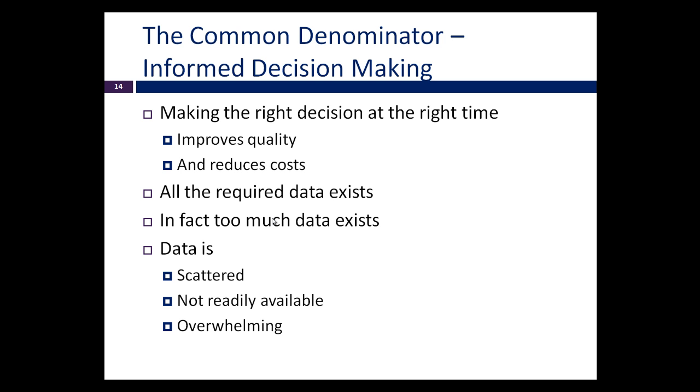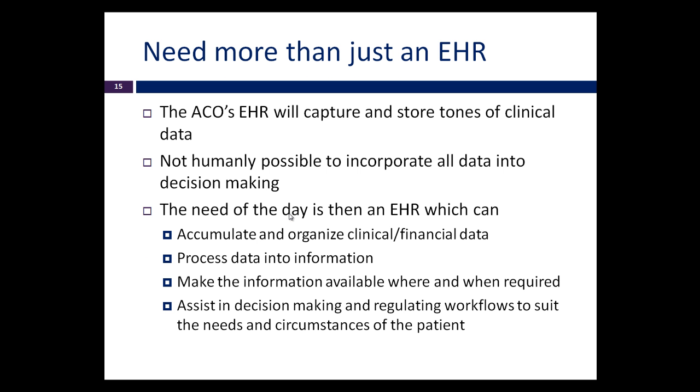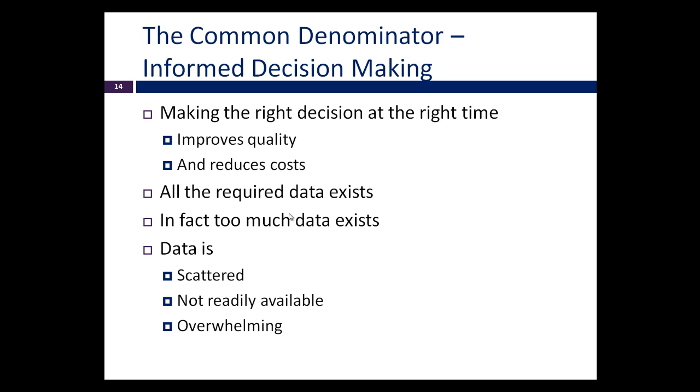Now, in order to make the right decision, we need data. It's not a matter of data not being made available, because the fact is that too much data is made available. It's scattered, it's not readily available, and it's actually overwhelming. Data is currently captured in silos. It's captured in paper records. It's captured on numerous different EHRs across the healthcare spectrum. It's too much information for any provider to be able to digest and incorporate into their decision-making process at the point of care.